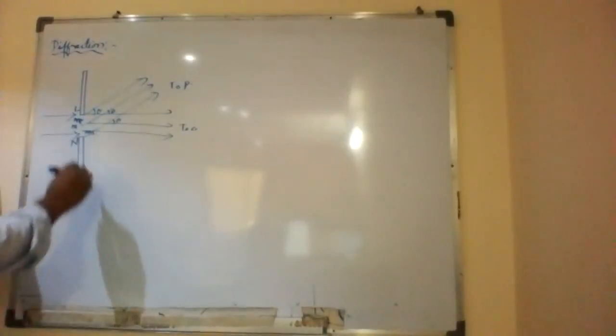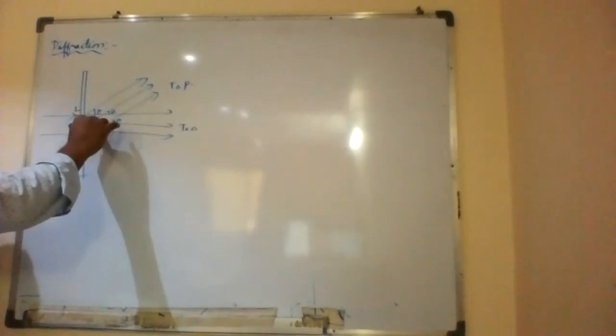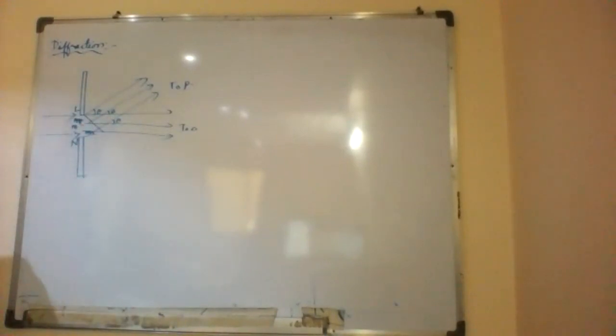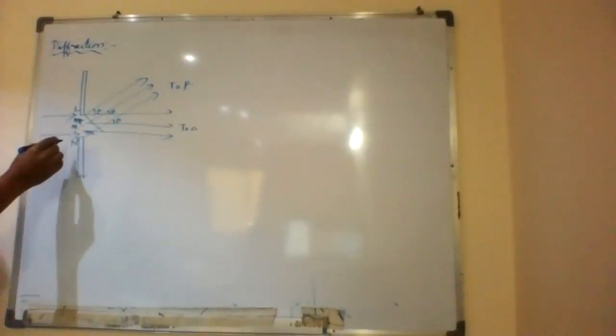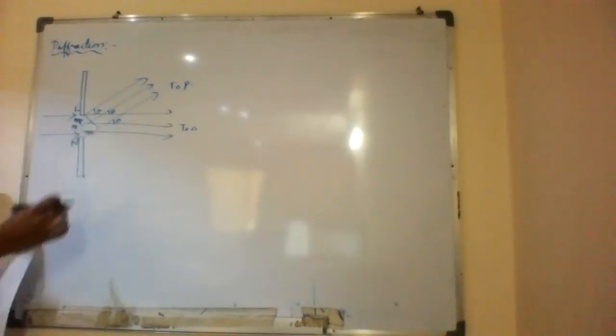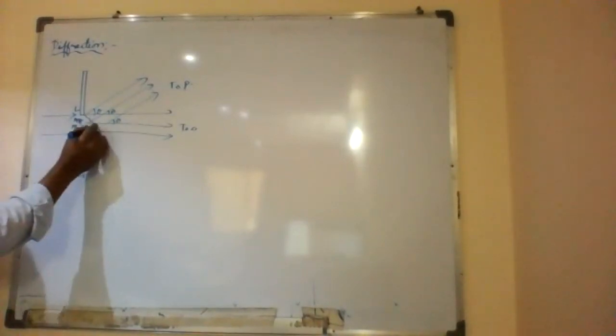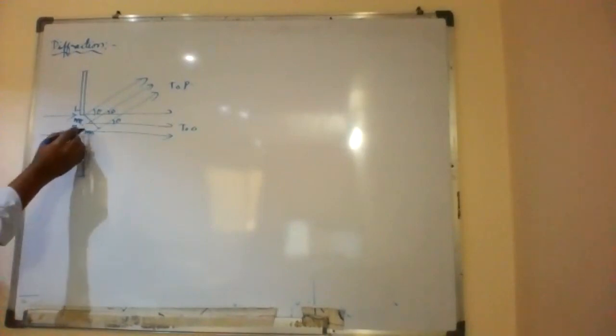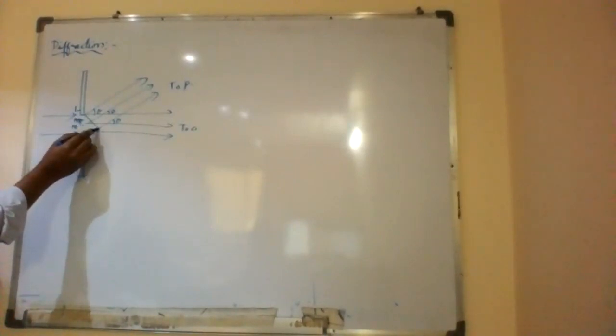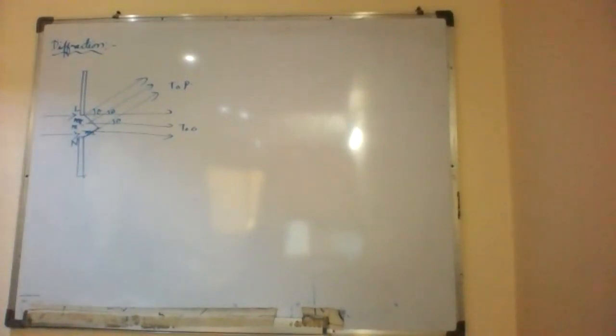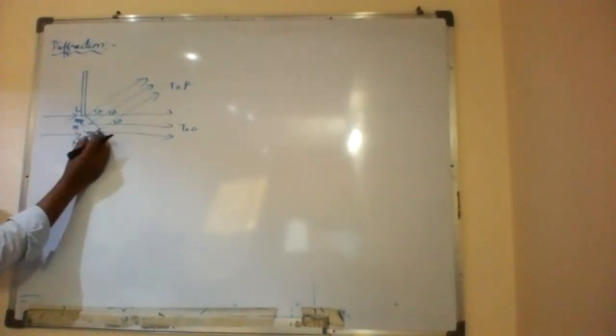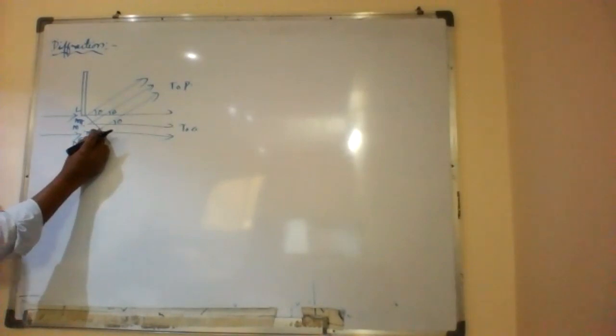Because of which there is a path difference. Between this light and this light, there is some path difference, right? Some extra is there. This much is extra. Clear? This much is extra now.